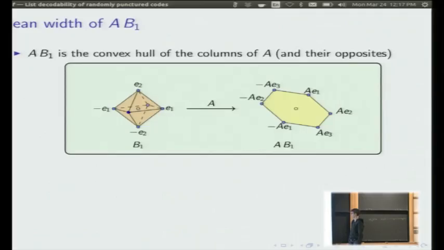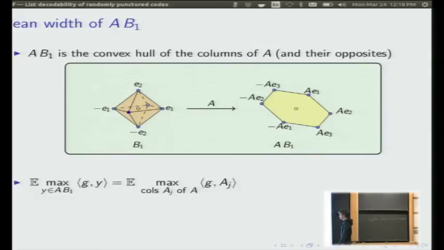I'm just going to use sort of easy stuff, right? So I have this L1 ball. I take A of it. I get something. I don't know what that something is, but I know it's the convex hull of the columns of A, right? And now this quantity that I was after, this mean width of this guy, it's not hard to see that the mean width doesn't care about taking convex hulls. So I can just take basically the maximum over all of these vertices, the columns of A, and their opposites, of this random variable. But what is that?